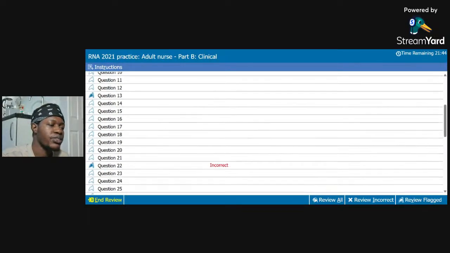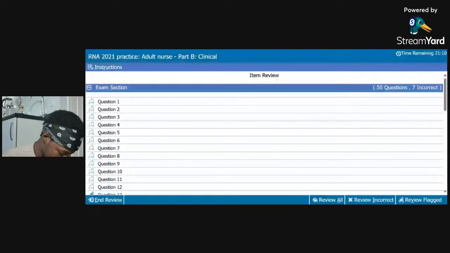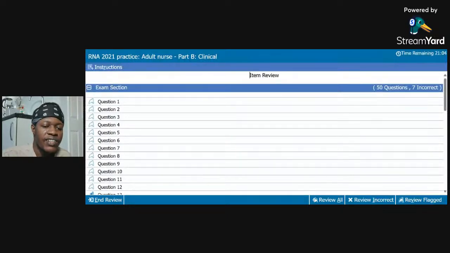Low mood and depression. So the answer is, what's this? Okay. Patients with chronic pain conditions are screened for which of the following? The answer is low mood and depression. Okay, I think I understand now. Because some people can be depressed and it could make them feel things that are not actually there. Makes sense. So we have seven left.